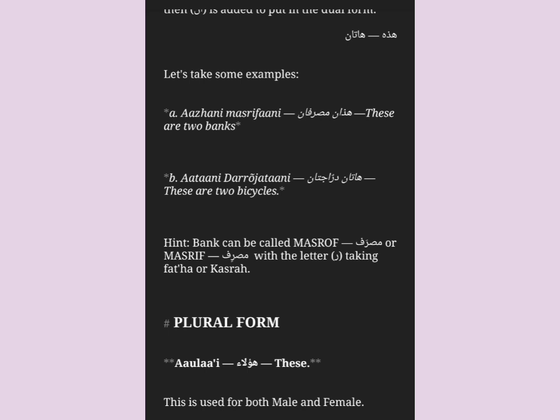Now, let's look at the feminine. هاتان دراجتان. These are two bicycles. Alright. هاتان still remains معرفة, while دراجتان, of course, dual, still remains the khabar.